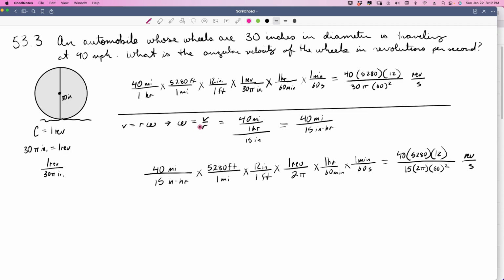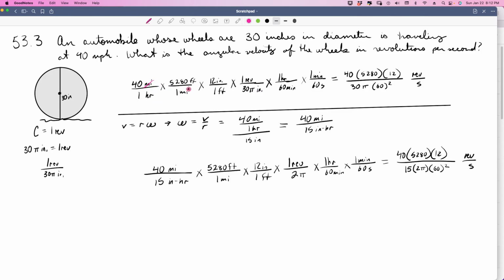here or their formula. So what I said was that a circumference is one revolution. The circumference is 30 pi inches, diameter times pi. That's one revolution. And I created a unit of reference here for that. So then I converted 40 miles per hour into feet per hour, then inches per hour. Then I inserted my one revolution is the same as 30 pi inches, because it has the unit of measure that connects, which is inches.